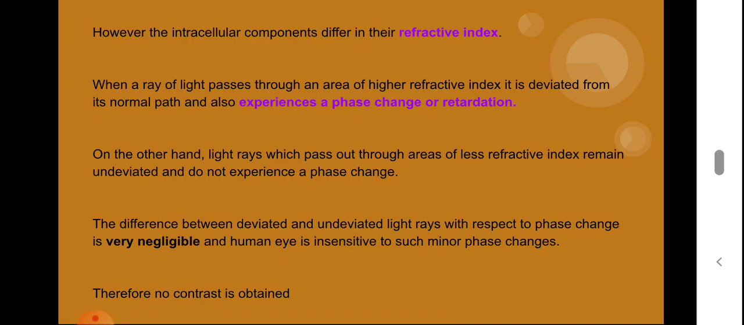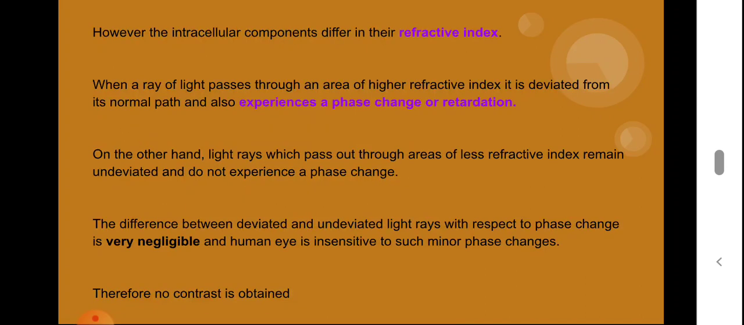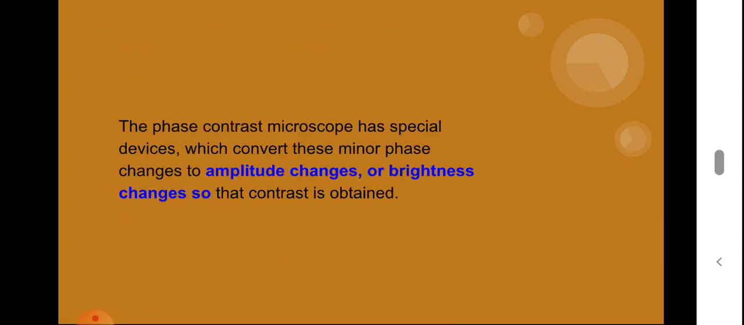So the difference between the undeviated and deviated light rays with respect to phase change is very negligible to the human eye, so it cannot be detected. That is why we cannot view unstained preparations of cells under the light microscope, because the human eye cannot detect these minor changes in phase. Therefore no contrast is obtained, no amplitude difference is obtained, and we cannot see the unstained cells.